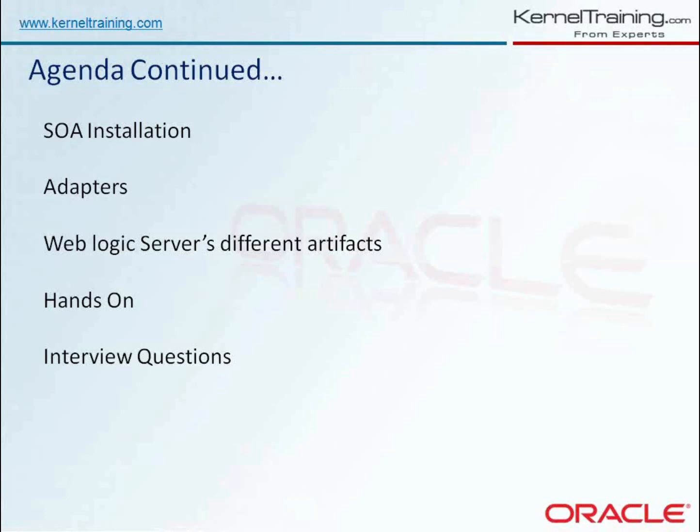Okay, then we will proceed with the WebLogic server's different artifacts. As we know, using SOA we will be able to create the services, but where the services will run, we need some server. So Oracle is providing WebLogic server where all the applications will run. This comes under the administration part, but for development purposes, I will teach you some of the artifacts which are needed for our purpose, so we can define and develop them, and configure them in the server itself. I will walk you through. Later on, we will do hands-on.